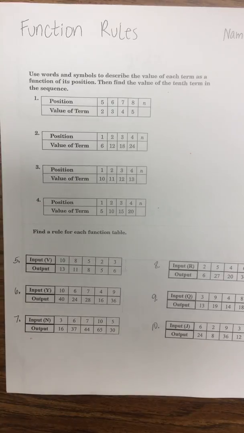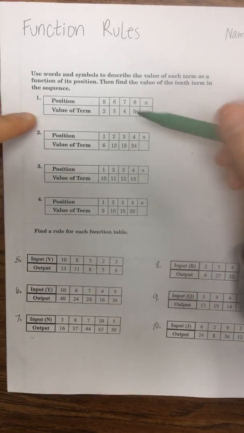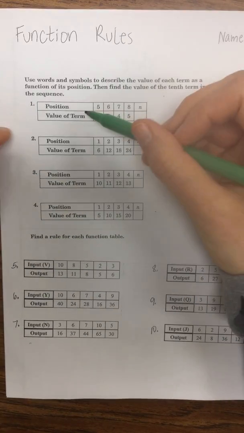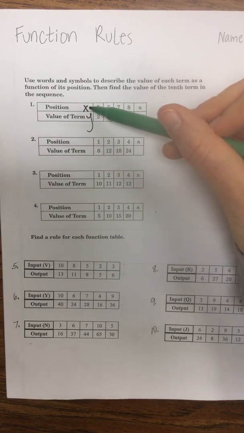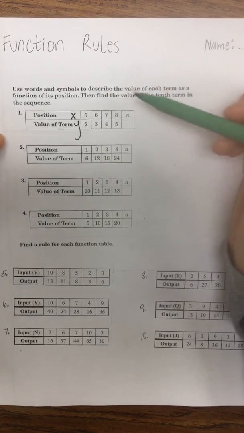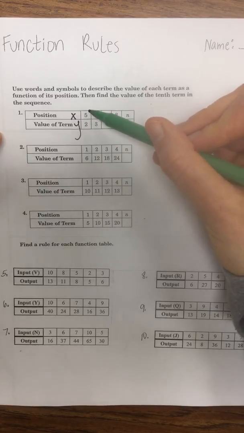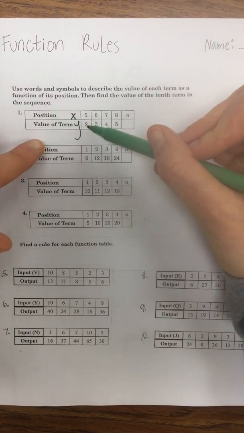This video is on how to find rules of function tables, so to find out what's happening. They use the words position and value of term along with the x and y, and I really like the x and y better, knowing that it's independent and dependent variable. So when we look at the position, here's 5. How do we get to the value?